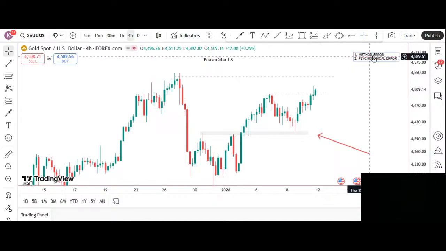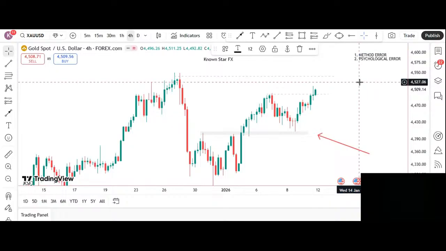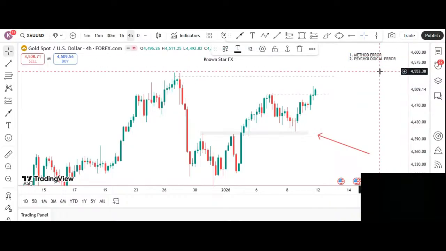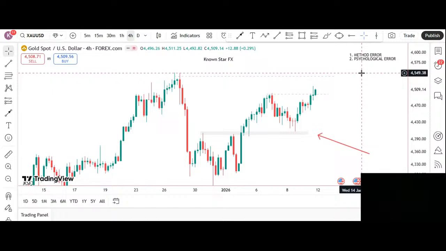We have the method error and we have the psychological error. I hope you can see this. Now I can boldly tell you that the majority of our losses in trading come from this psychological error. They come from these psychological mistakes: the doubt, the fear of losing, the fear of missing out, FOMO, and all of those things. Do you agree with me? So the majority of our errors come from that.